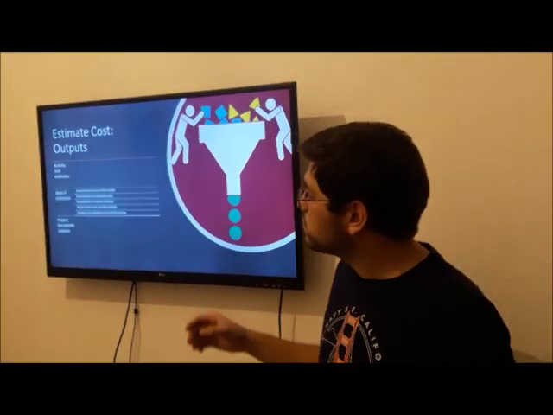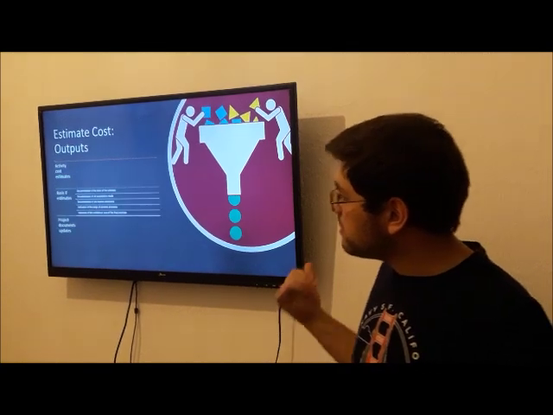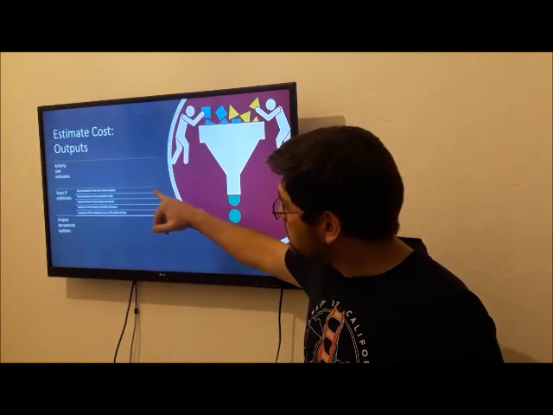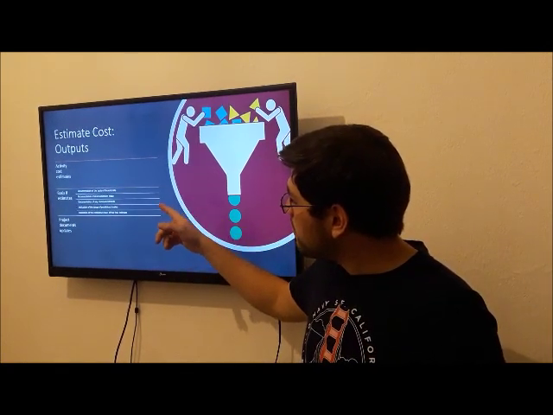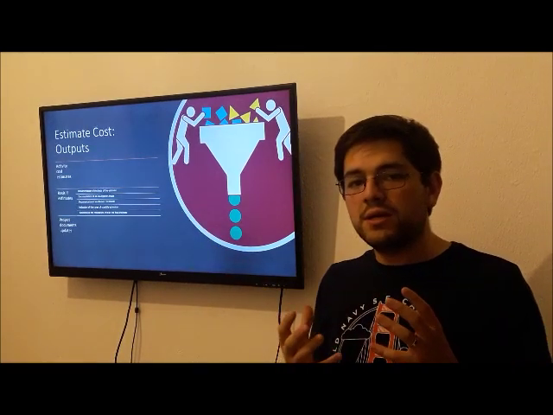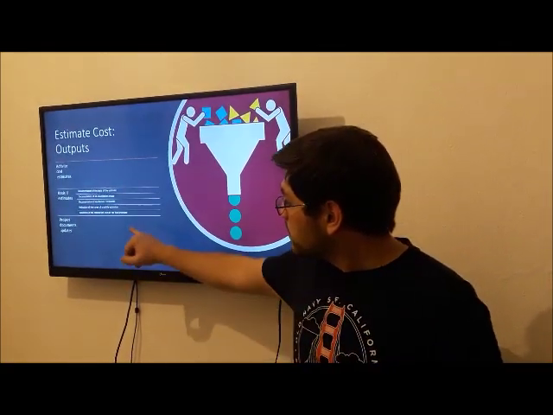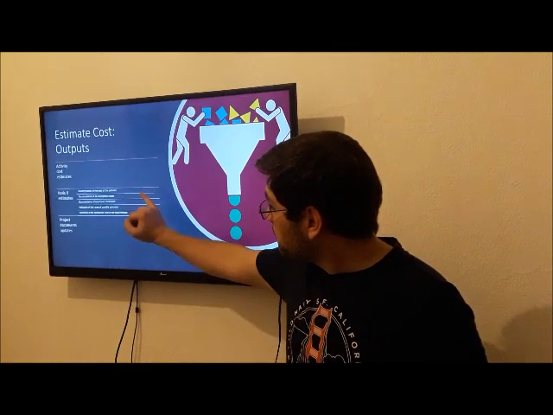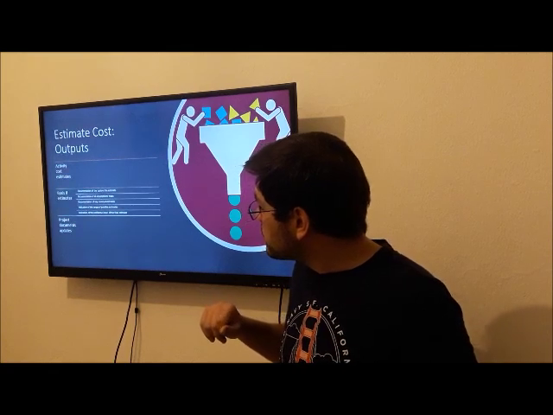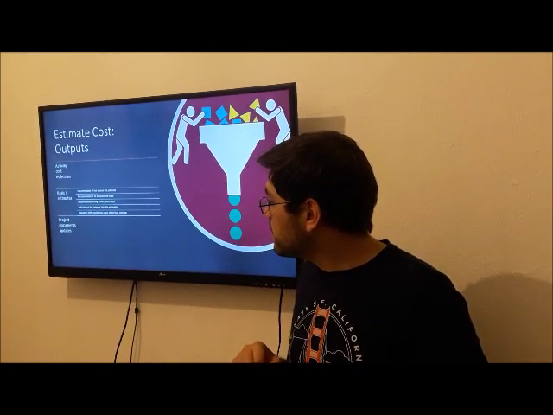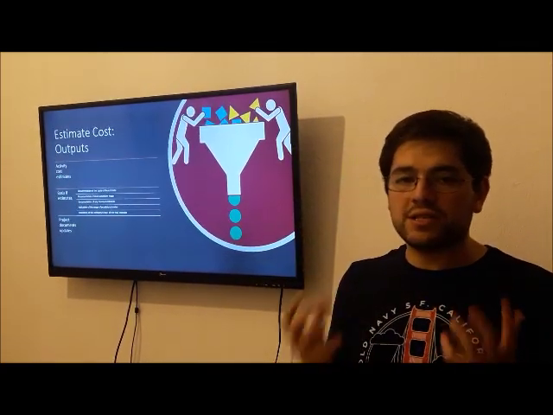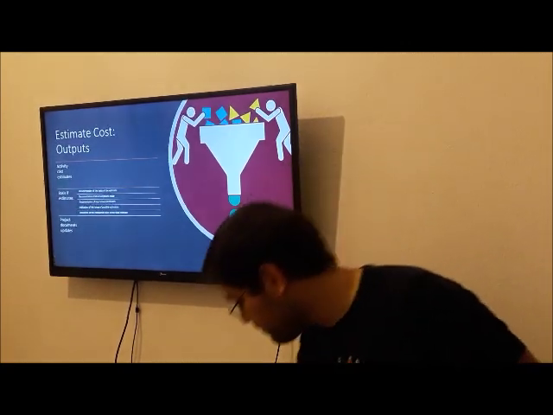For estimate cost outputs, we're going to have activity cost estimates, basis of estimates, project document updates. The basis of estimates is basically the documentation of the basis of the estimates, documentation of all assumptions made. We have to determine based on which scenery we made our decisions. And all of that has to be documented. Documentation of any known constraints, indication of the range of possible estimates, and indication of the confidence level of the final estimate. How much do we trust the estimate that we are creating or developing?